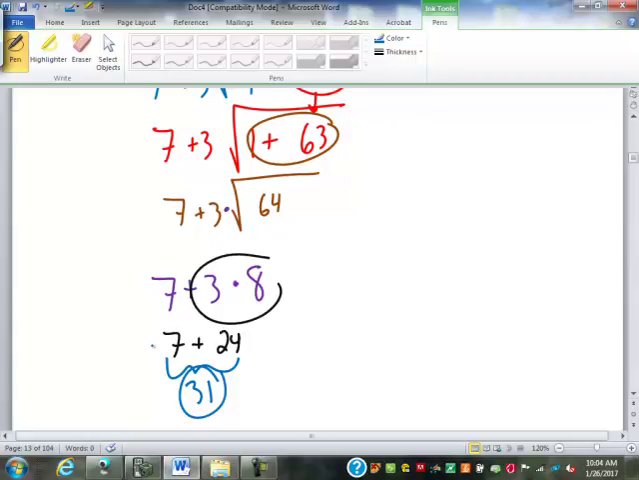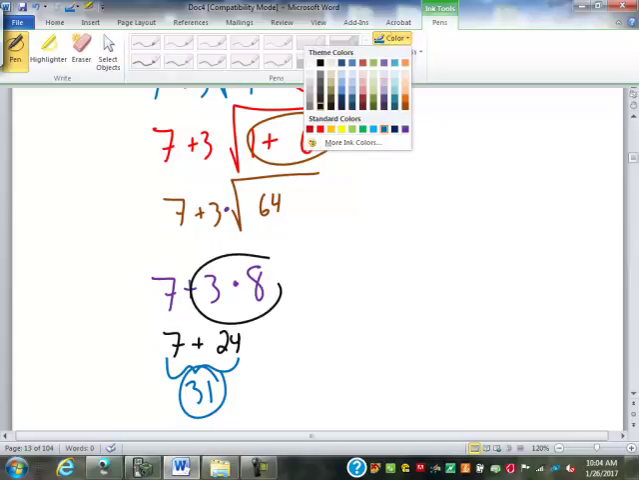What do you guys think? Easy peasy? Better than a sharp stick in the eye?